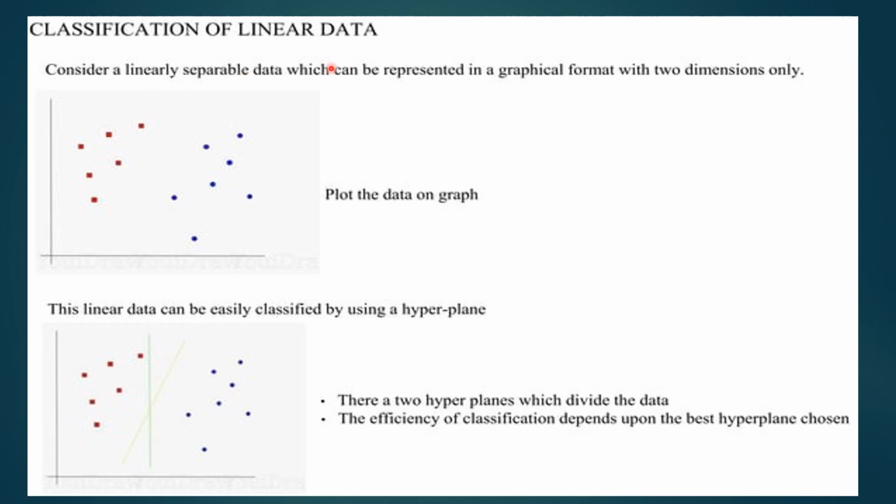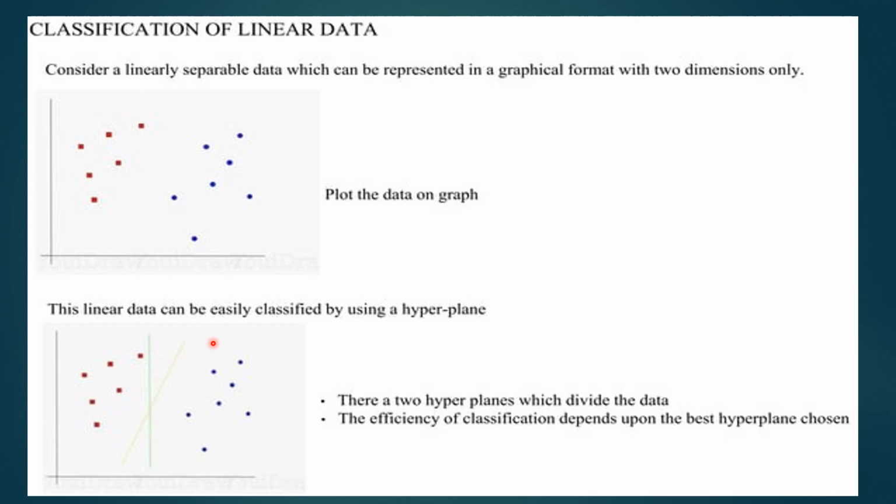So, classification of linear data. These are linear data because all the data are similar to each other. So we plot the data. Linear data can easily be classified by using a hyperplane. With the help of the hyperplane we can classify the data. There are two hyperplanes which divide the data.